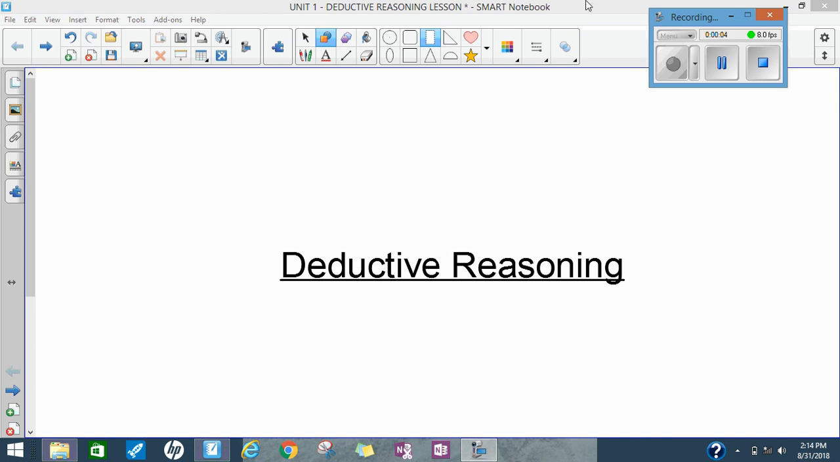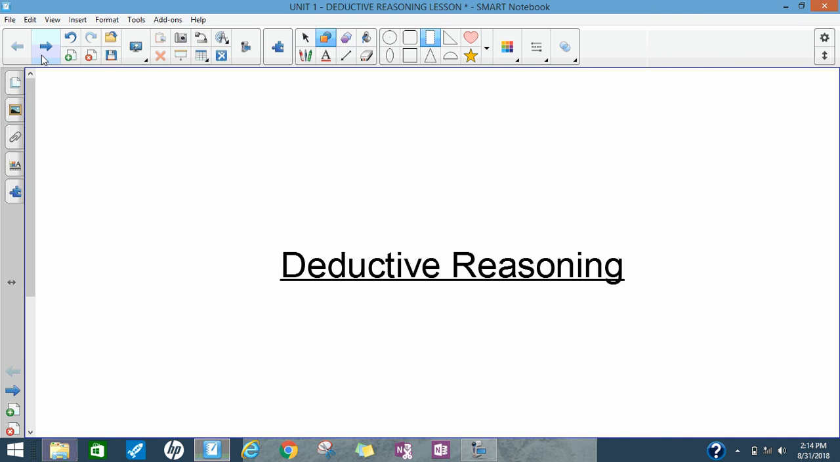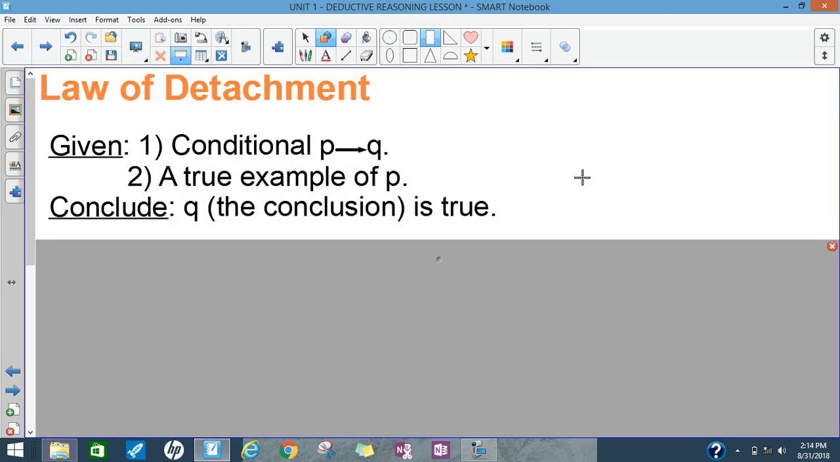Hey all, today we are going to talk about deductive reasoning. In deductive reasoning we have three laws that we talk about. The first one is called the law of detachment.